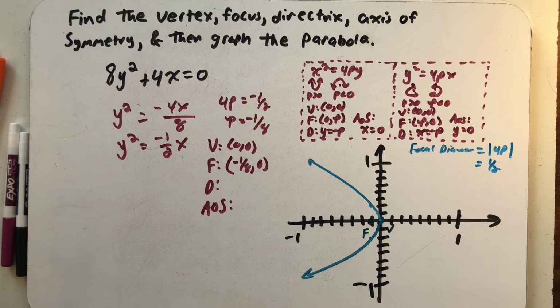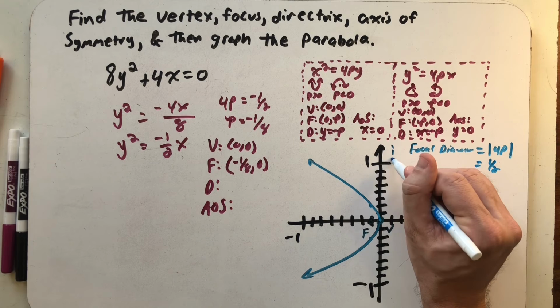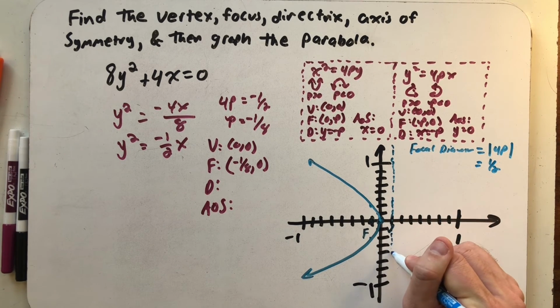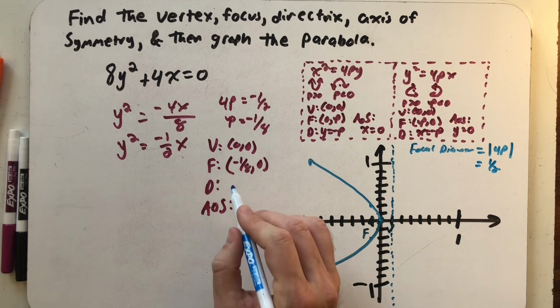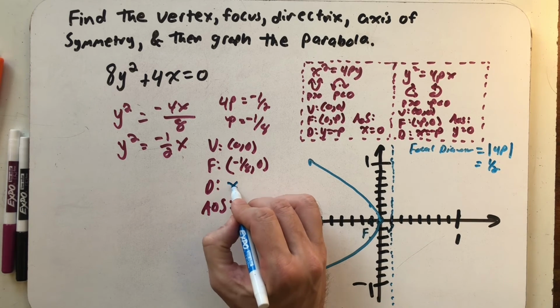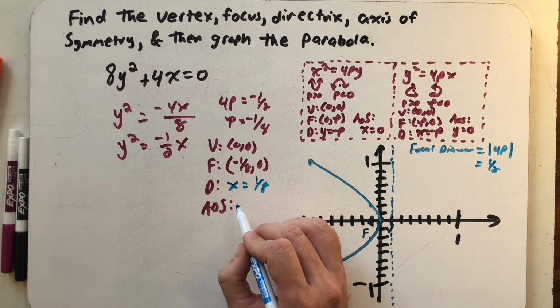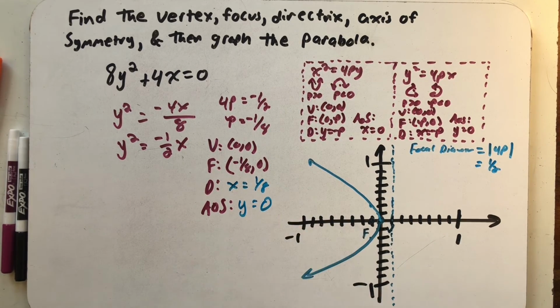All right, the only thing missing from my diagram now is the directrix. Here, a vertical line 1/8 of a unit the other way from the focus, and that is x equals 1/8. And then my axis of symmetry here is the x-axis, or y equals 0.